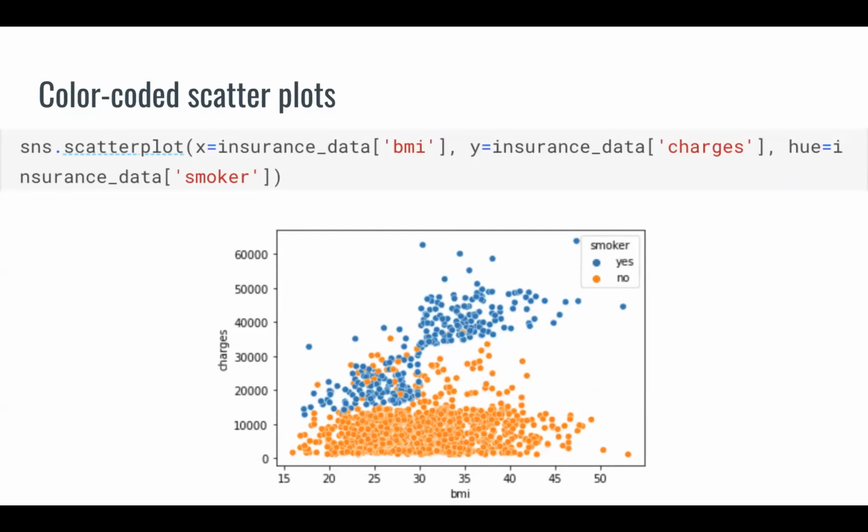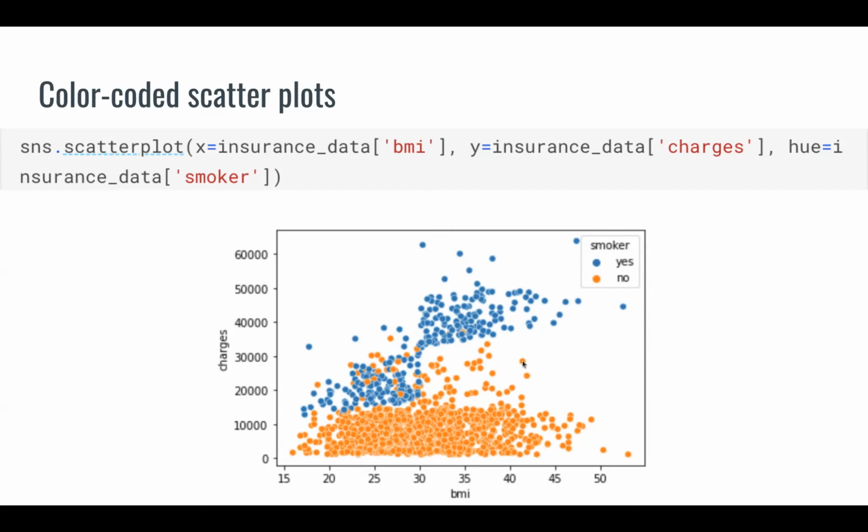Color-coded scatter plot. We can use scatter plots to display the relationship between not only two, but three variables. One way of doing this is by color coding the points. For example, to understand how smoking affects the relationship between BMI and insurance costs, we can color code the points by smoker and plot the other two columns, BMI and charges, on the axes.